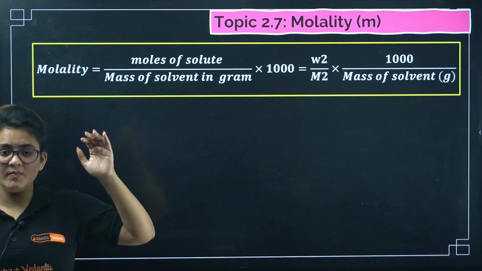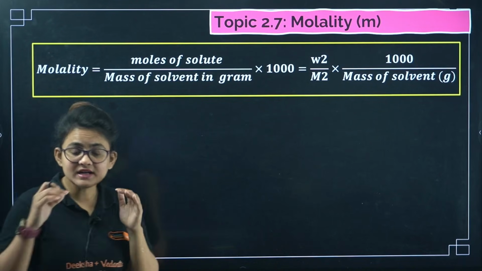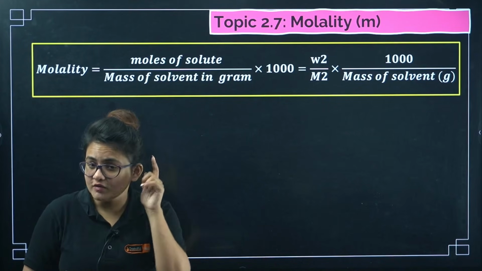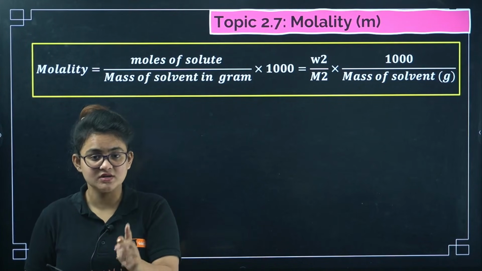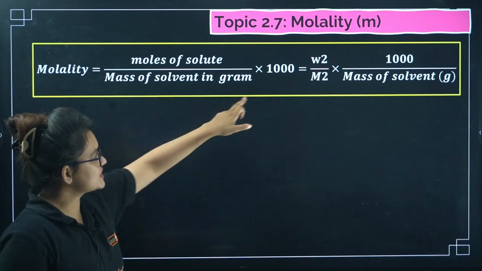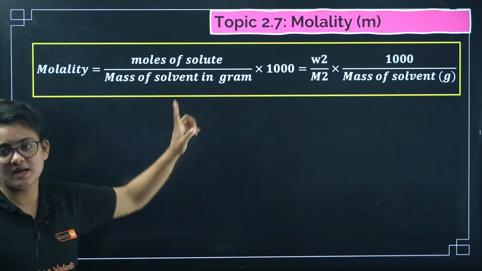Molality: in the numerator you have moles of solute, and in the denominator, it's very important, it's going to be the mass of solvent, not solution, mass of solvent. Again, the number of moles can be broken down in the form of W2 by M2.